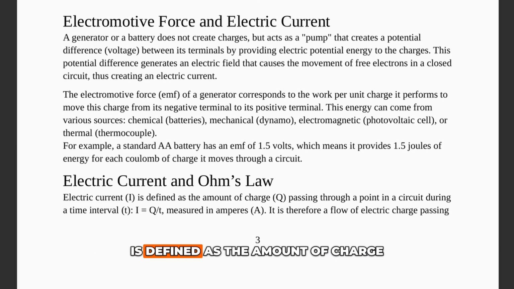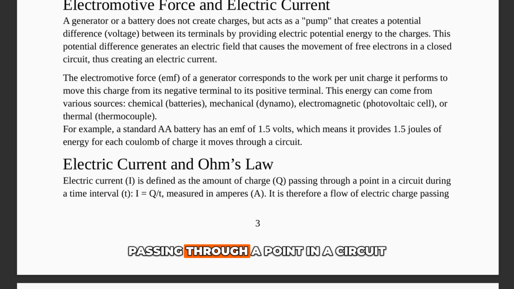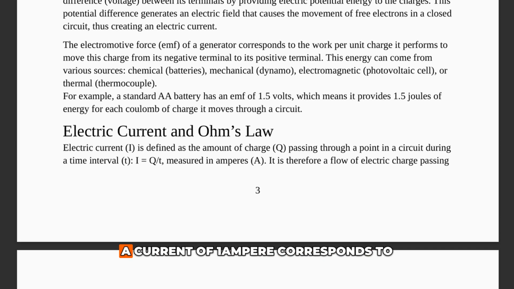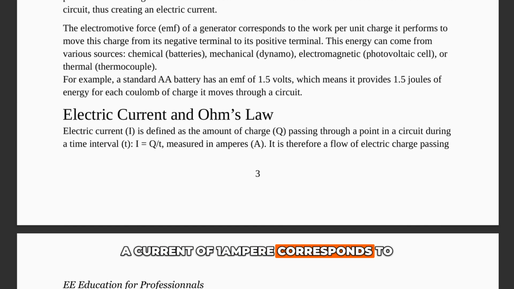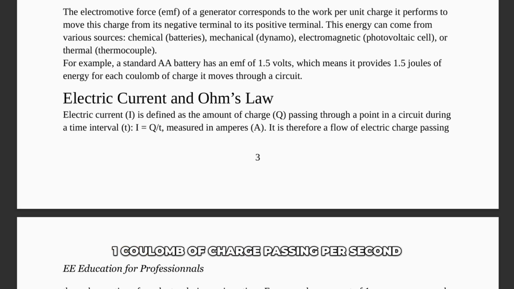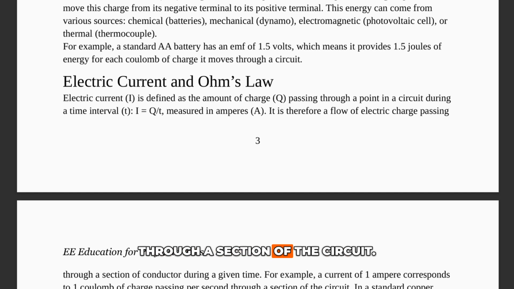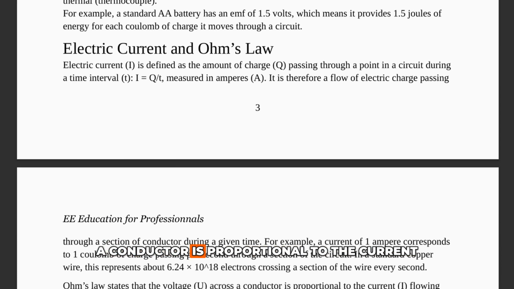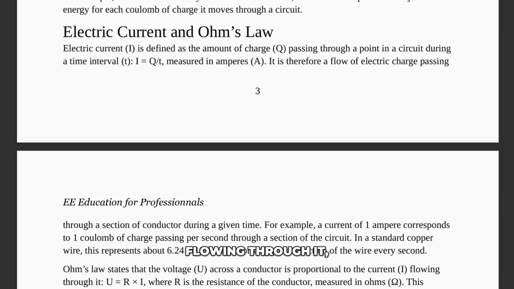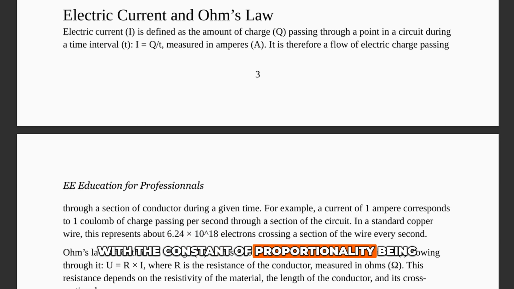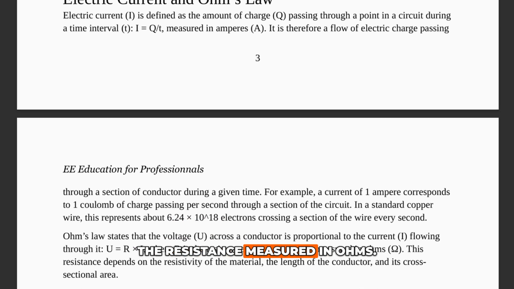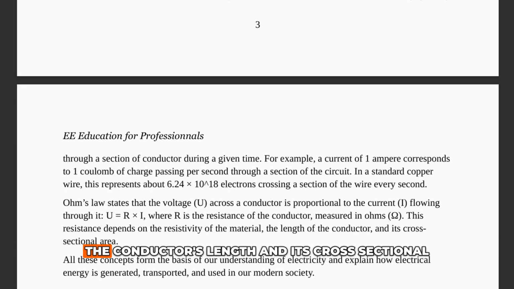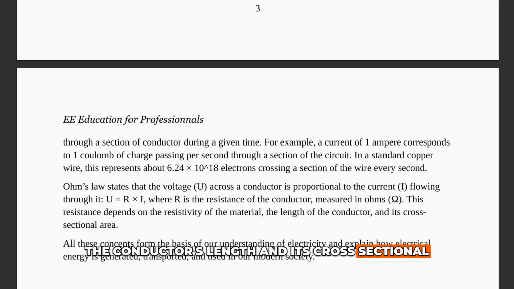Electric current and Ohm's law. Electric current is defined as the amount of charge passing through a point in a circuit during a time interval, measured in amperes. A current of 1 ampere corresponds to 1 coulomb of charge passing per second through a section of the circuit. Ohm's law states that the voltage across a conductor is proportional to the current flowing through it, with the constant of proportionality being the resistance, measured in ohms. This resistance depends on the material's resistivity, the conductor's length, and its cross-sectional area.